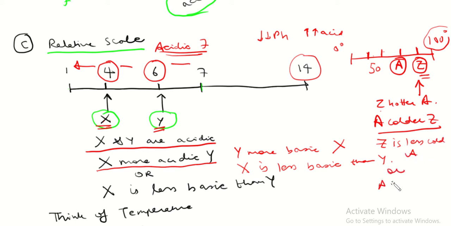Or A is less hot compared to Z. Think about it. It's the same way of presenting this data. If you understand temperature, you can understand acids and bases in terms of temperature. The biggest confusing thing about this concept, you've slayed it, you've got it.